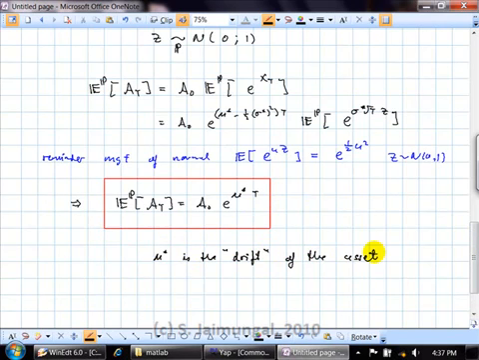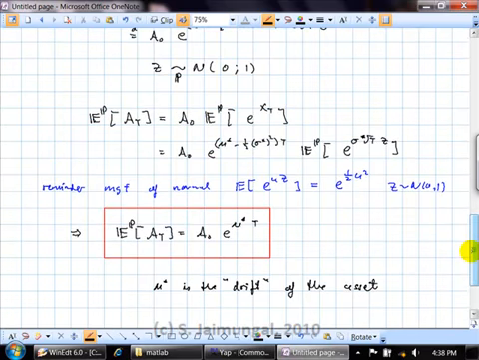Okay? So this gives you the interpretation of why I subtracted the half sigma squared in the beginning. Questions? Nope? Okay.